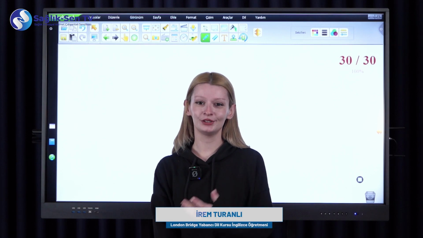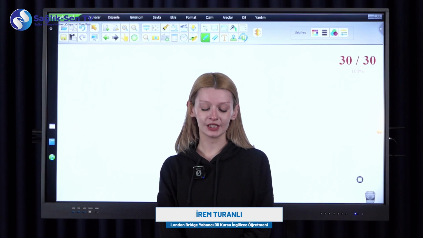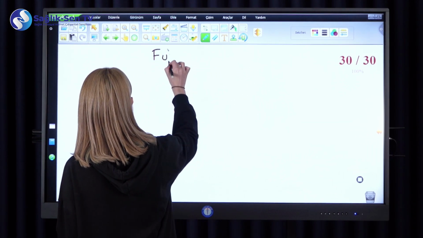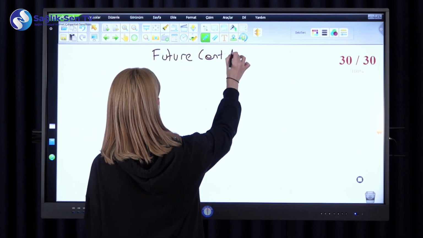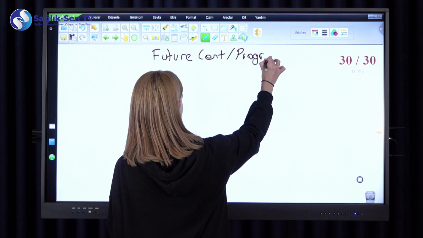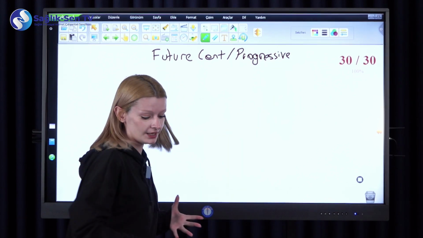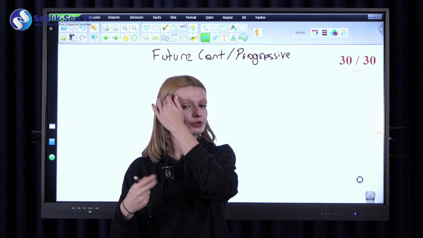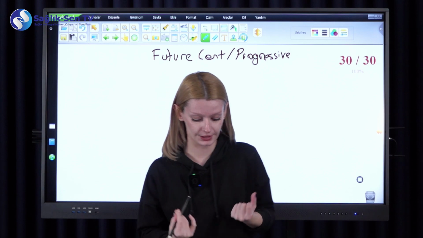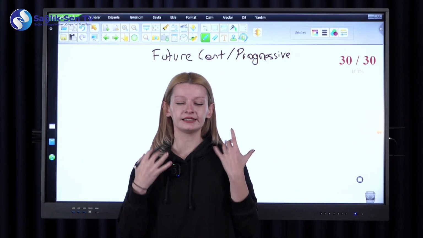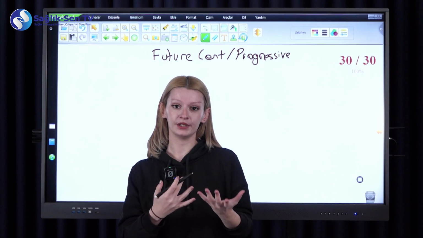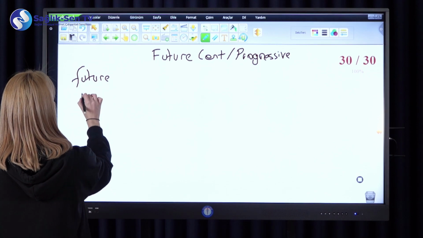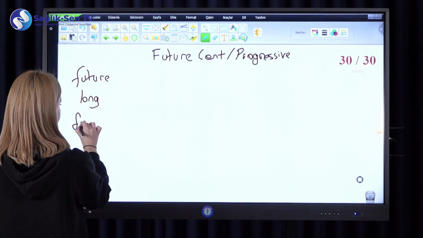Today we will continue future tenses, and the first topic is future continuous or future progressive. Where do we use it? How do we use it? To give what meaning do we use it? The action that will, of course, happen in the future, but for a while.